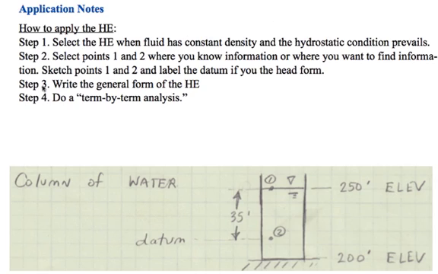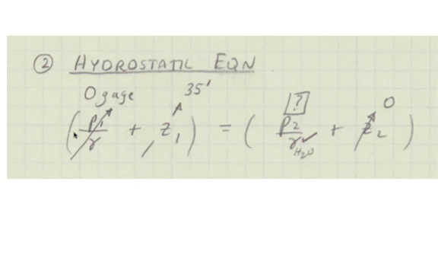Step 3 is write the general form of the hydrostatic equation and then do a term-by-term analysis. Step 3 and 4 look like this. Here's the general form of the hydrostatic equation, and here's the term-by-term analysis.